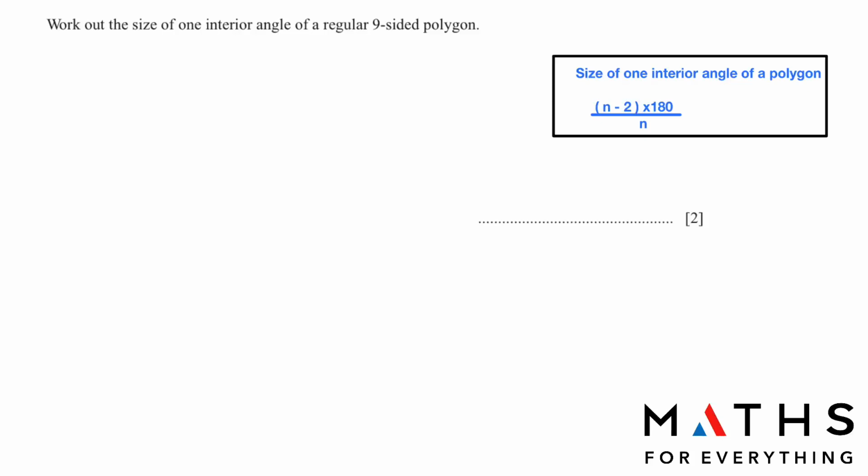So what is our n? 9-sided, so n is 9. We write 9 minus 2 multiplied by 180 divided by 9. We will get 140.